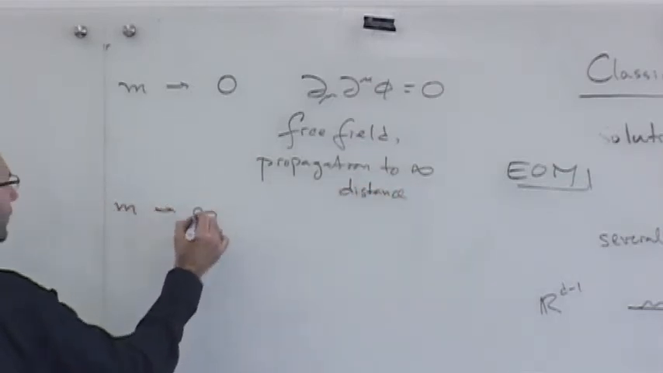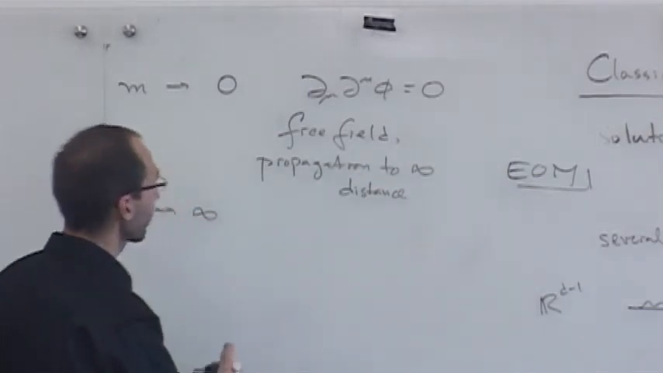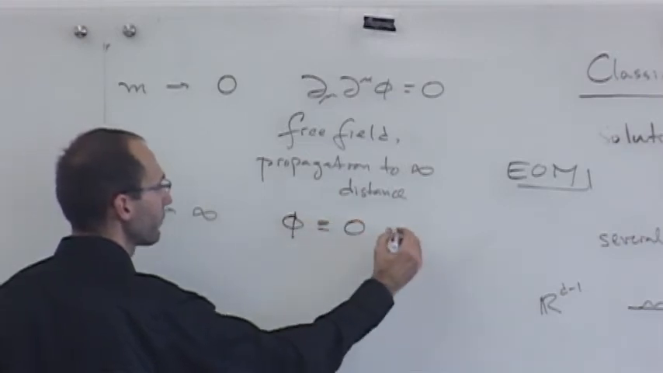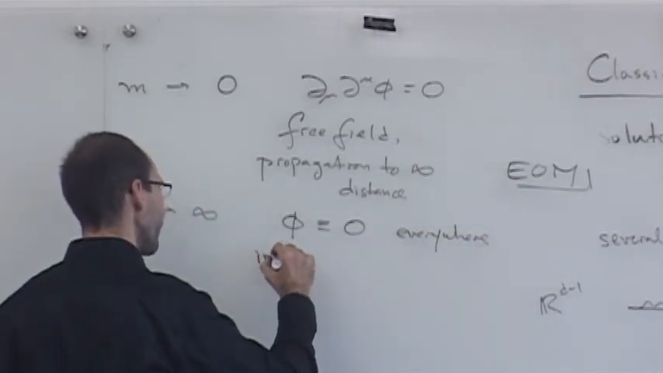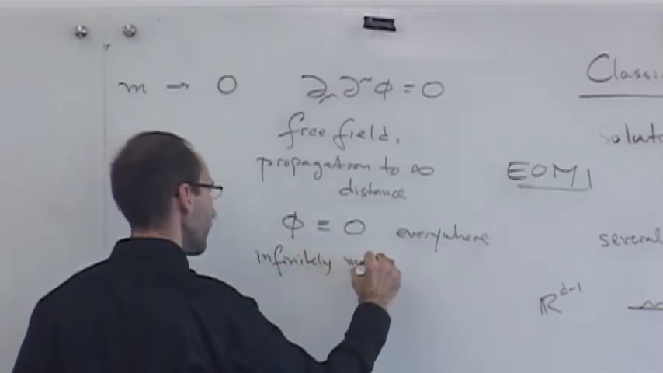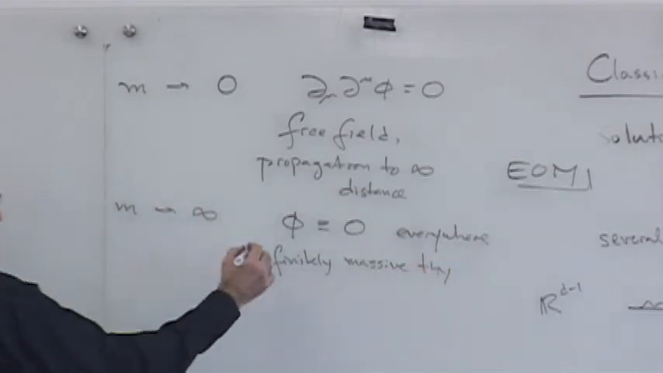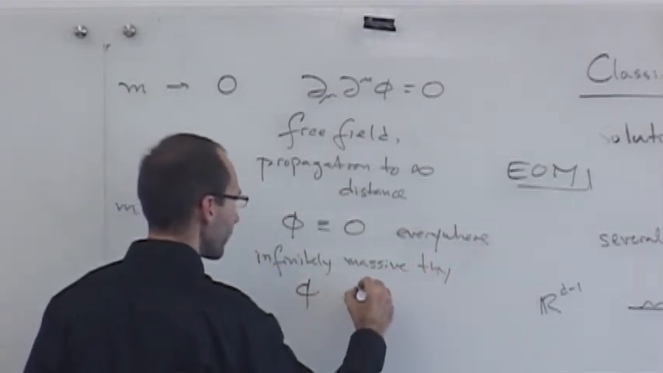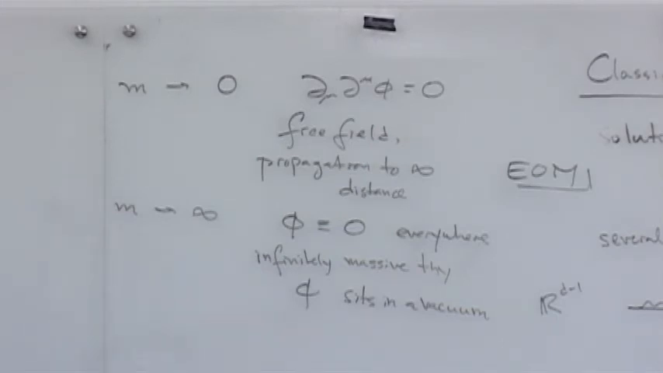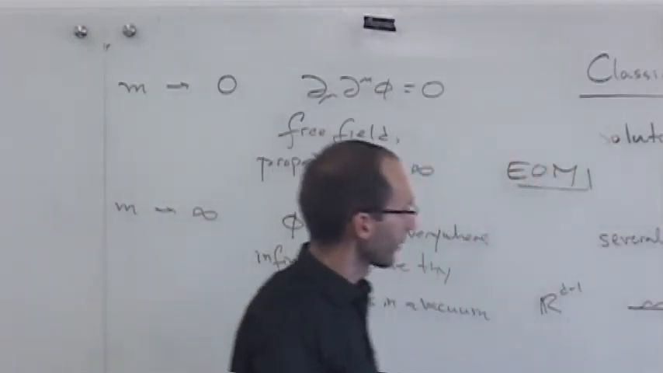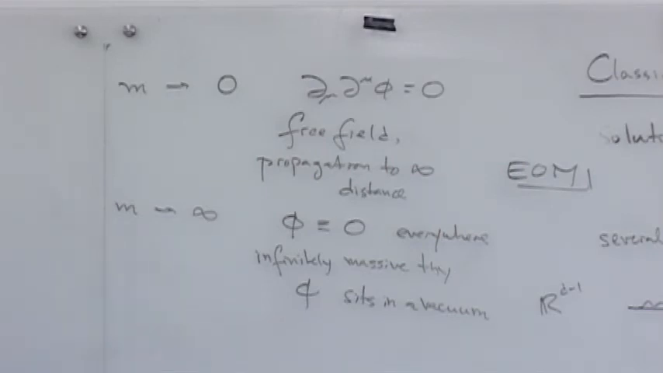On the other hand, if m goes to infinity, then the only possible way to solve that equation is to set φ equal to 0 everywhere. And this is a so-called infinitely massive theory. And we would say that φ just sits in a vacuum. The vacuum is, in this case, what you get by setting all the derivatives to 0 and looking at solutions to the equation. In general, it's a 0 of the potential energy functional that enters the Lagrangian, which here is this.